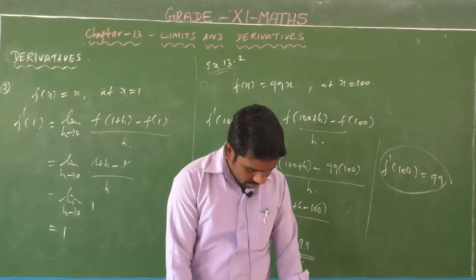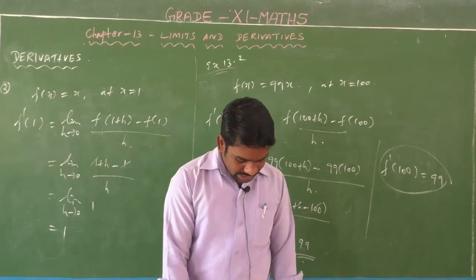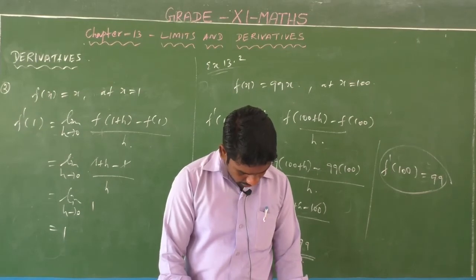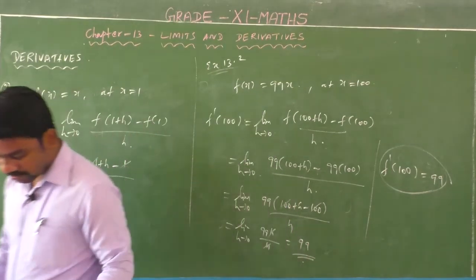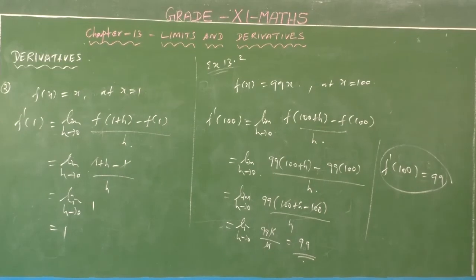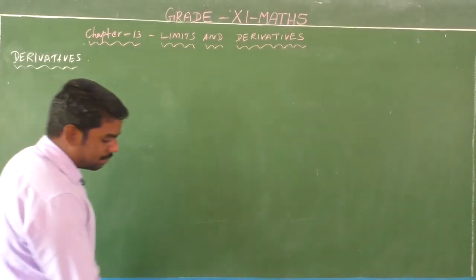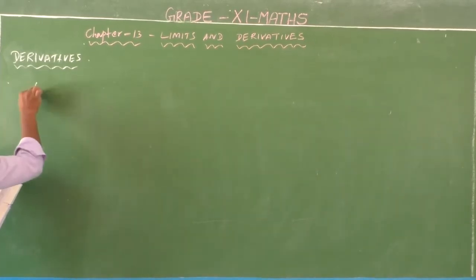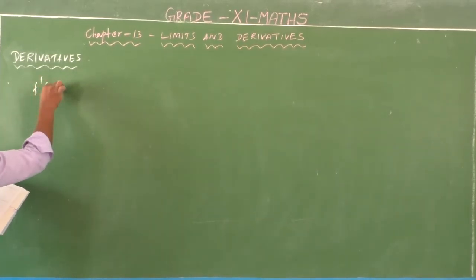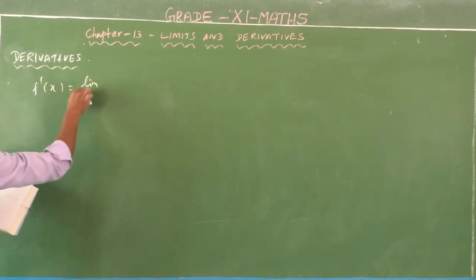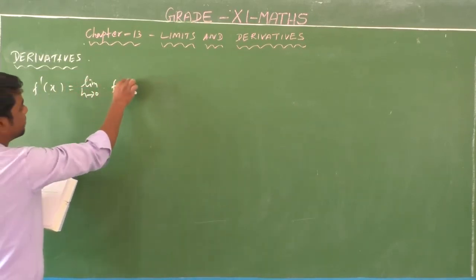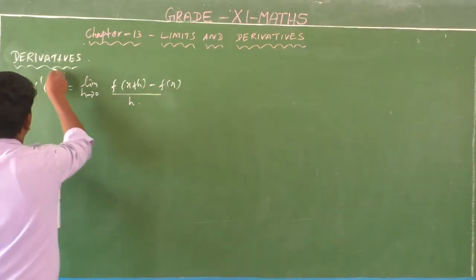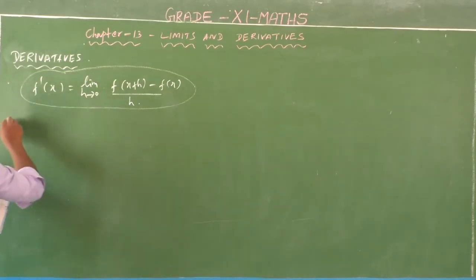Definition 2 based questions, examples 9, 10, 11, 12. Check. Next, okay. So next, example number 9, based on definition number 2. We know that definition number 2: f dash of x is equal to limit h tends to 0, f of x plus h minus f of x, divided by h. Okay, right.